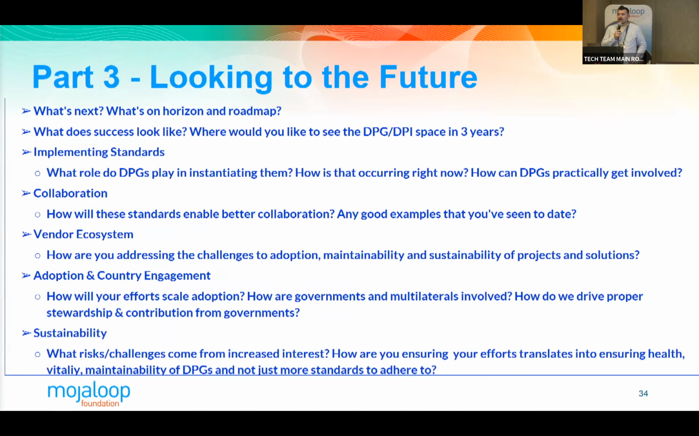I know with both G2P Connect and GovStack, there's a lot of effort to engage governments at a country level, as well as multilaterals, and this could translate into new interest in adopting DPGs and DPIs. So could you talk a little bit about how you're engaging with these stakeholders and what practical implications it might have for DPGs and DPIs and how they can be involved in this new potential adoption?